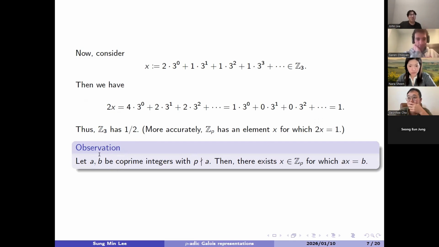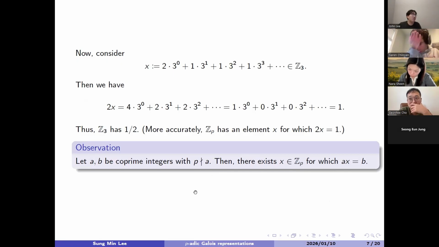And actually, one can prove it using some number theory. Let a and b be coprime integers, and p doesn't divide a. Then there is some element x in Z_p such that ax equals b. Or another way to understand this, there's something like b over a in Z_p. So it contains some rational numbers, so it should be larger than Z.